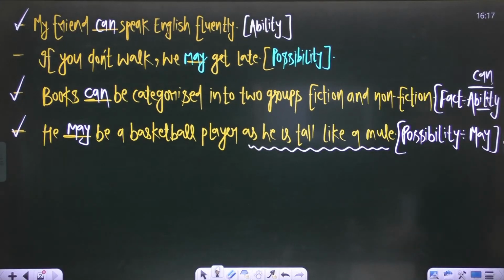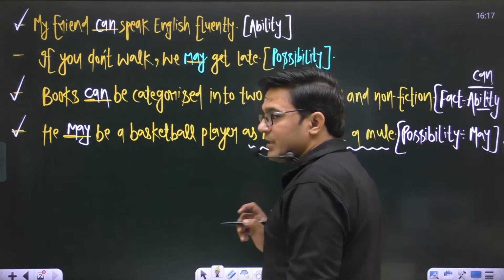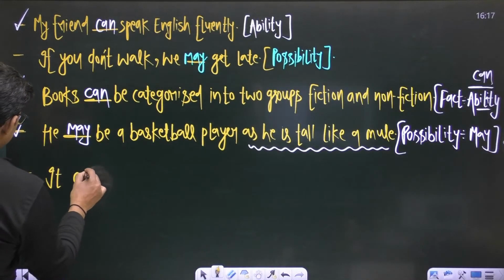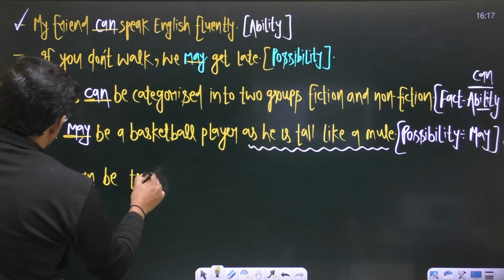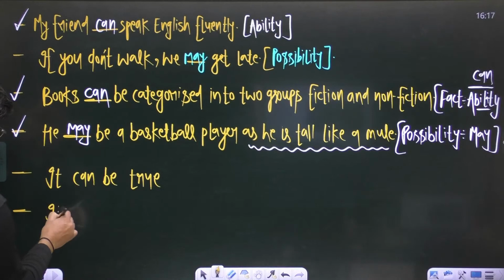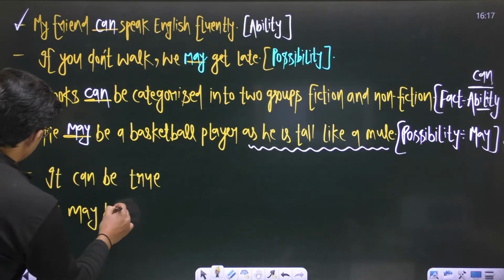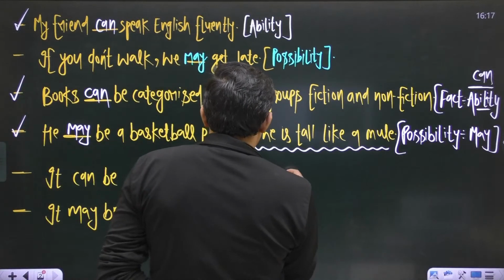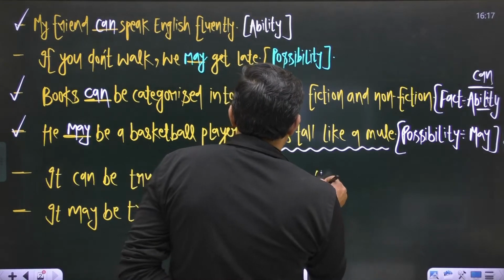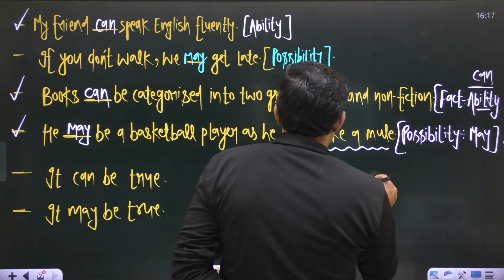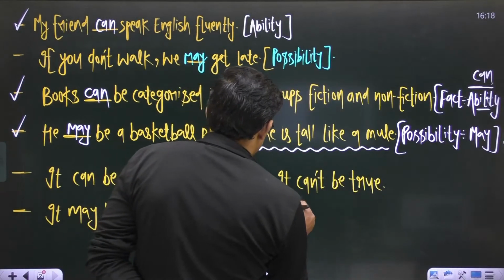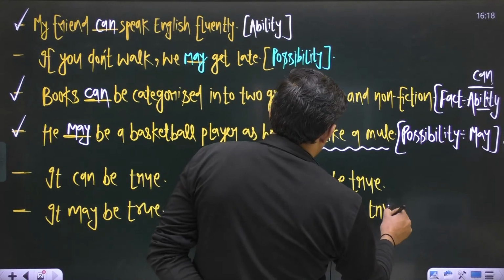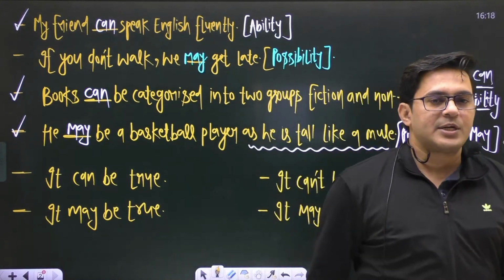Okay, next, if I say, just suppose I'm saying, it can be true and it may be true, right? Two different sentences you have, and two different negative sentences you have. It cannot be true, right? And it may not be true, right? Okay, different four sentences you have.